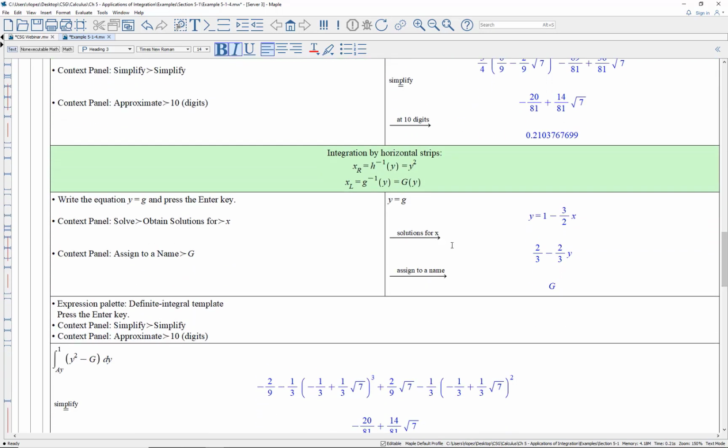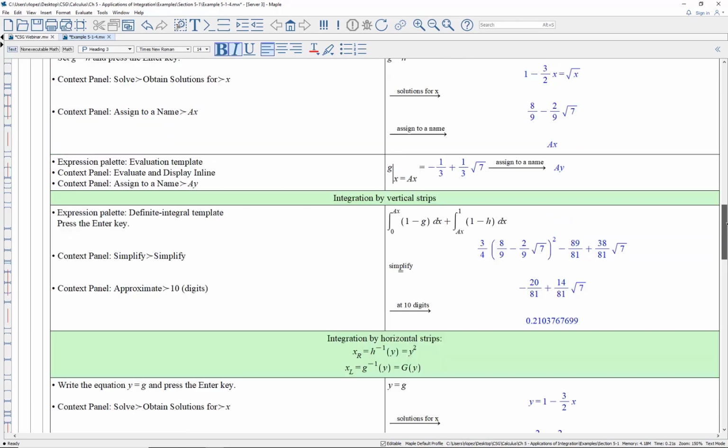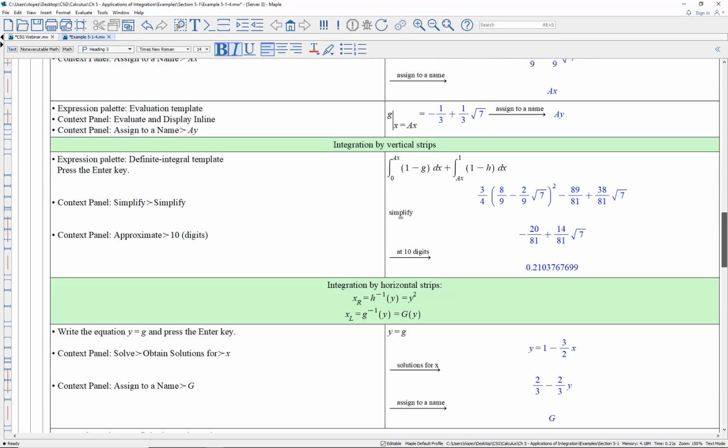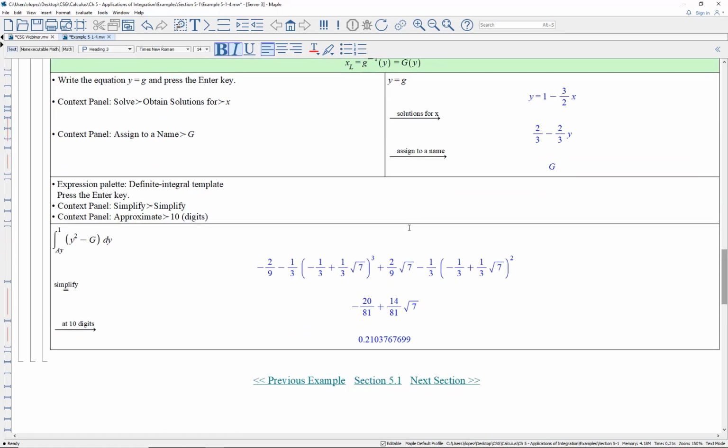If you go horizontally, you've got to express y as a, or x as a function of y. So this x as a function of y on here, called g, and the other end, the square root, and that's where you get the y squared. That difference integrated dy gives you this. Simplify gives you that. You float it, you get that.